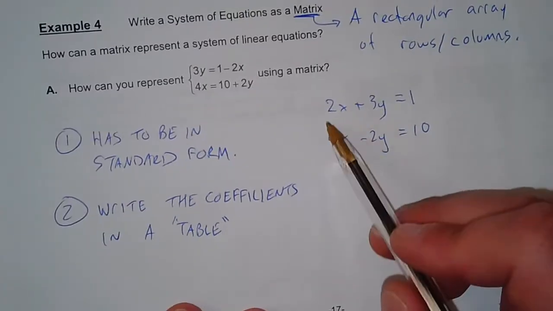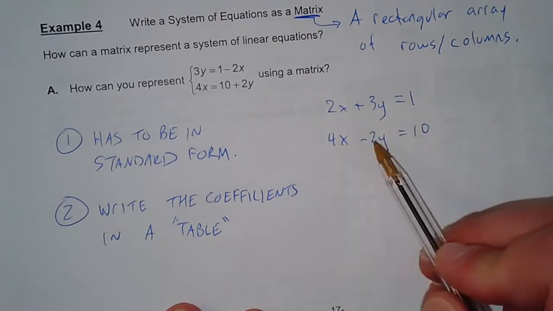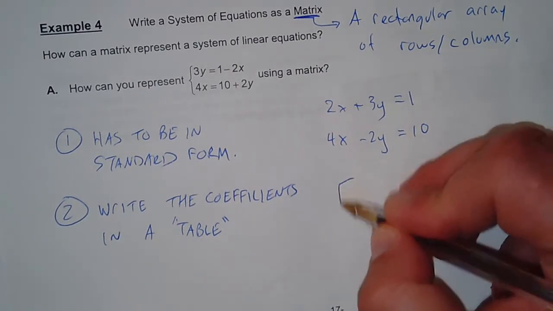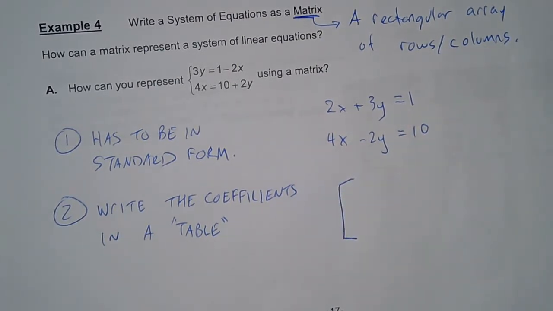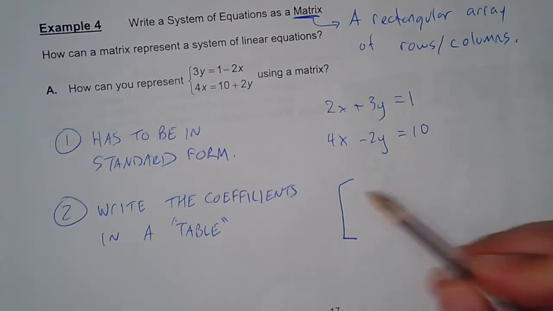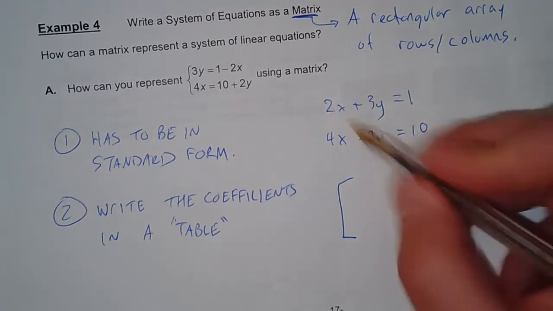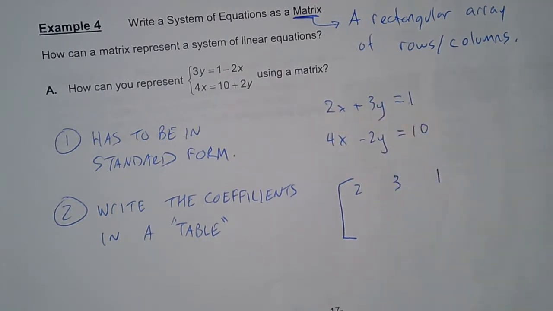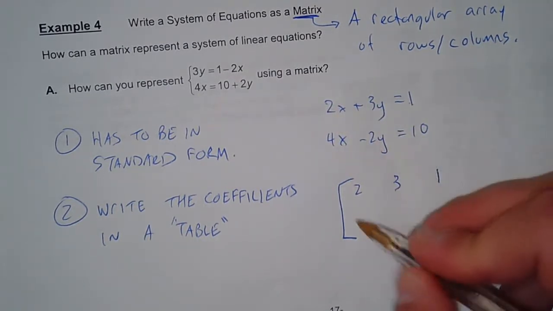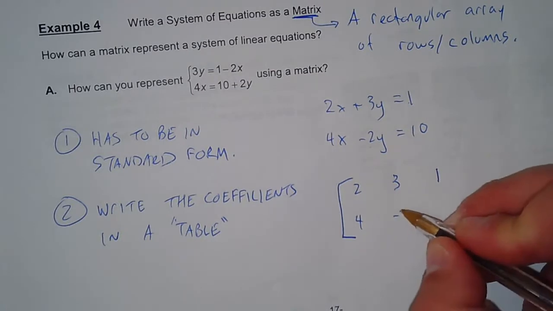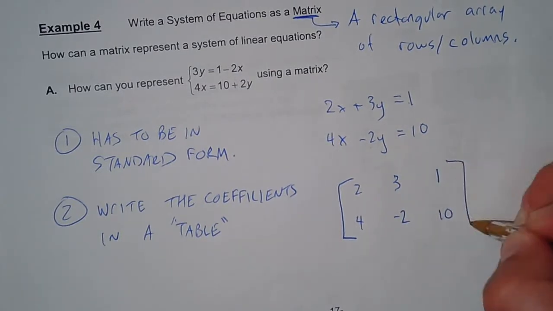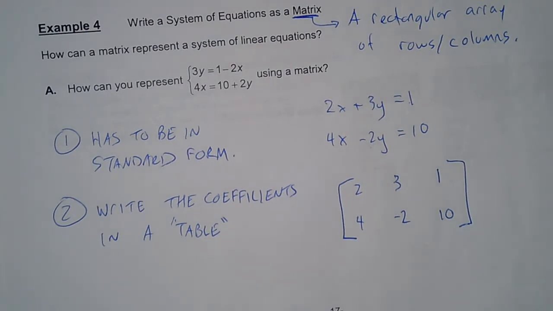Step 2, you're just going to write the coefficients of each of these numbers. Remember, coefficient is just the number in front of the variable or the constant term. A matrix uses these brackets. They're not little, it's a larger bracket. And then inside it, we're going to write the array of numbers. So it's just going to be 2, 3, 1. And then that bottom one, 4, notice that is a negative 2. You do have to include the signs. And then 10. And that's the matrix.